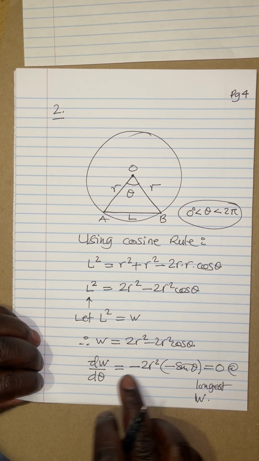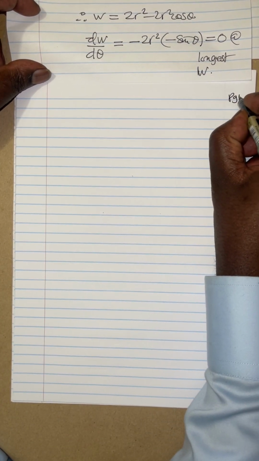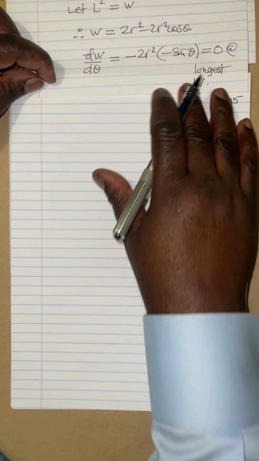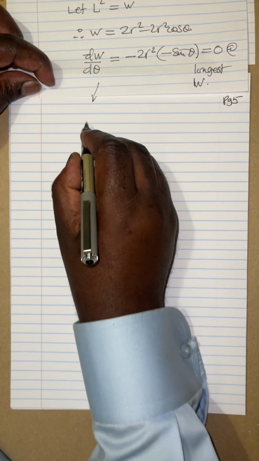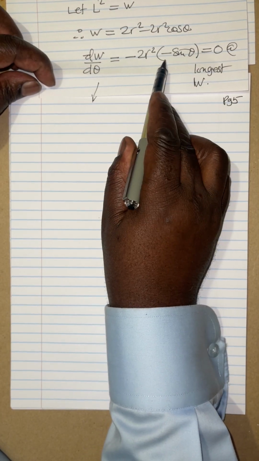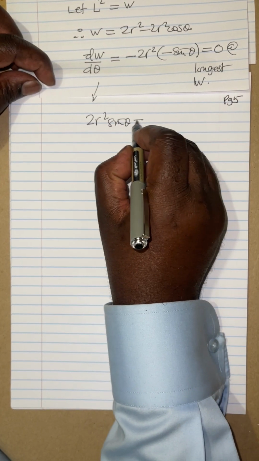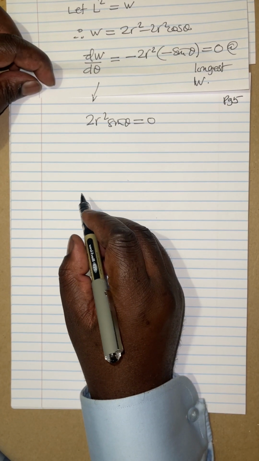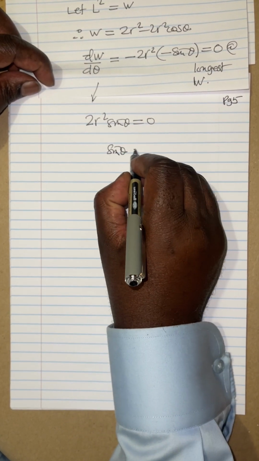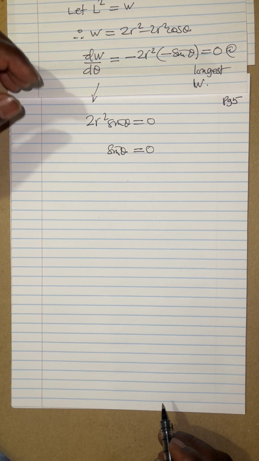So we solve this equation then. How do we do it? Let's go to page number 5. Solving this equation, hope you can see what I'm writing here. So now, remember, minus times minus is positive. So we now have 2R squared sine of theta equals 0. Divide by 2R squared on both sides. Remember, R is not equal to 0. So we have sine of theta is equal to 0. Now, we can come up with a general solution for this.